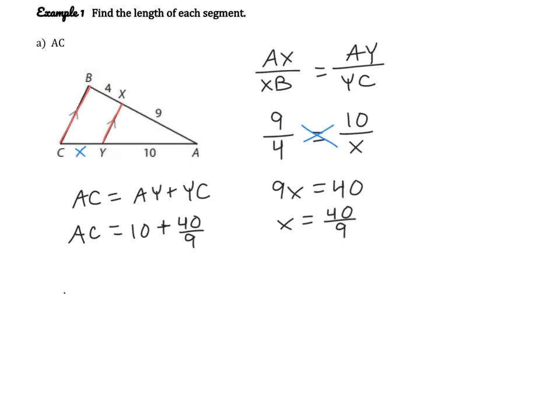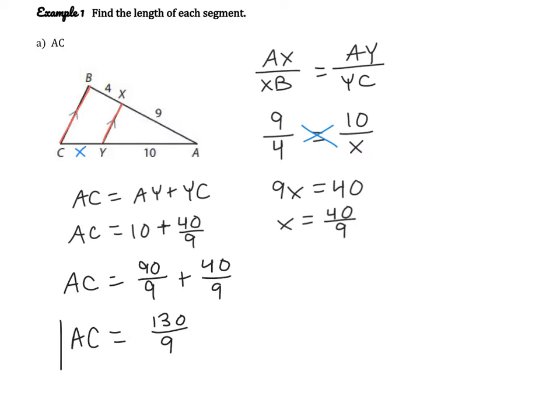Let's keep these as improper fractions. So instead of 10 over 1, we can write this as 90 over 9 plus 40 over 9. So this becomes 130 over 9.